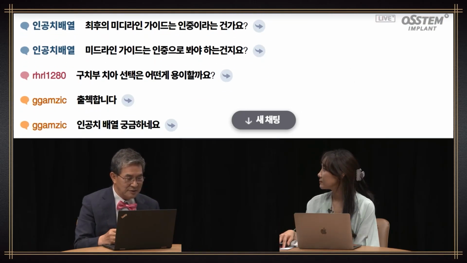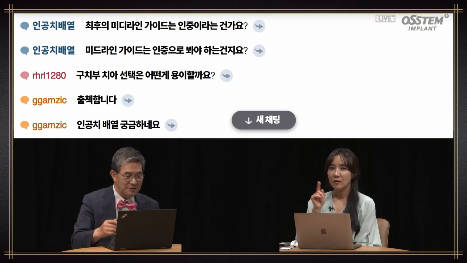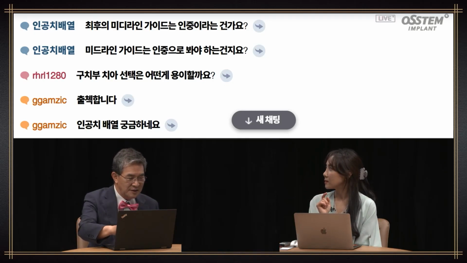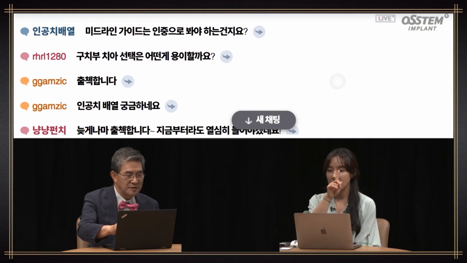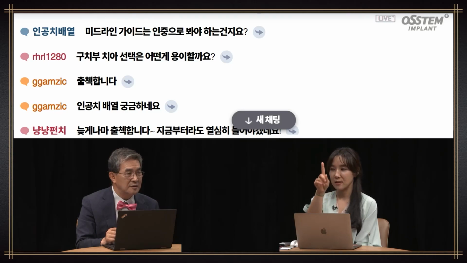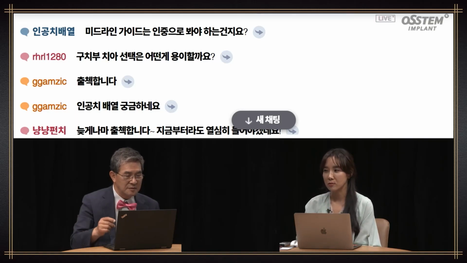Question from 인공치배열. Is philtrum the final midline guide? I think the guideline for the midline is the space between the eyes and the space in the forehead. That's what people look at. I believe the accurate midline is the line connecting there and the philtrum around the mouth.